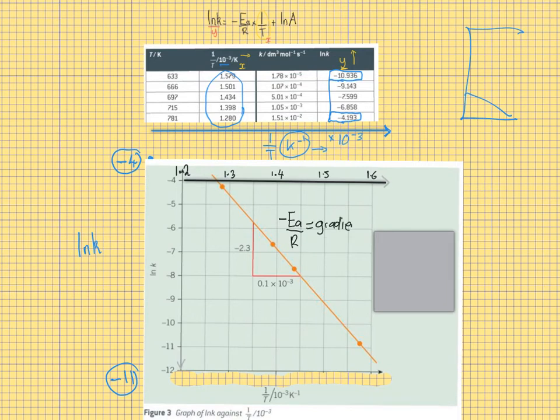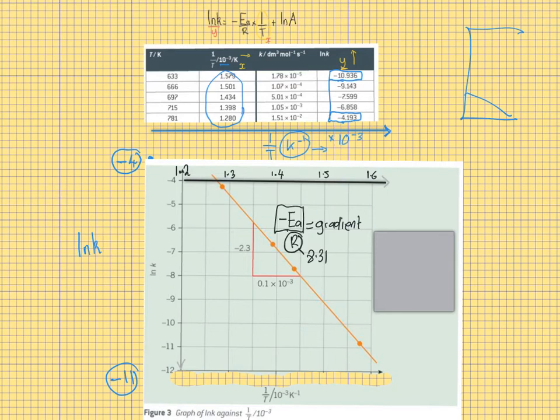And therefore, if we can get the gradient, we can rearrange this equation, because we know that R equals 8.31 joules per Kelvin per mole, because that's the gas constant. We can work out the value of negative EA, and therefore we can find the value of the activation energy.